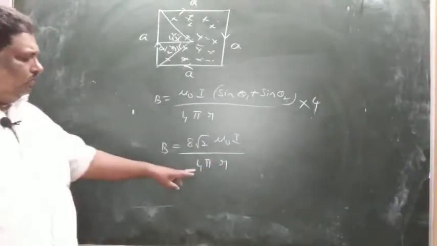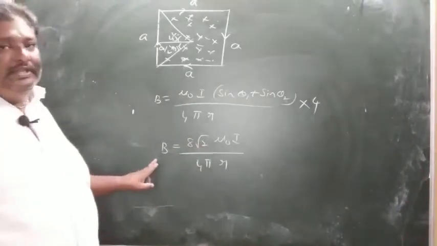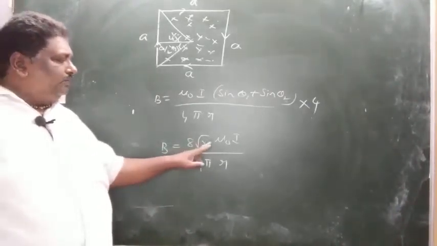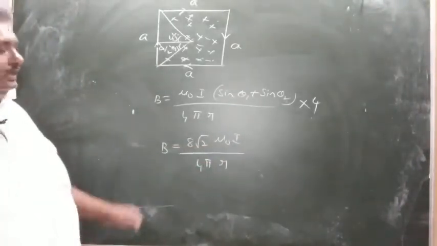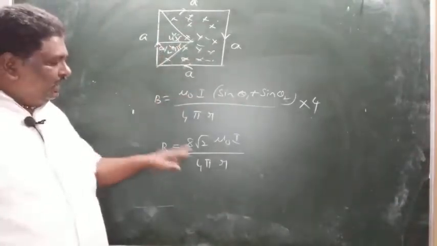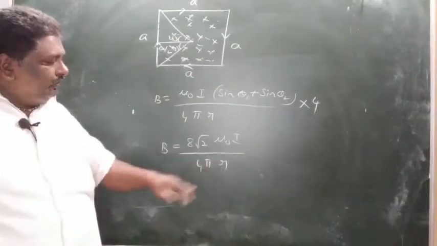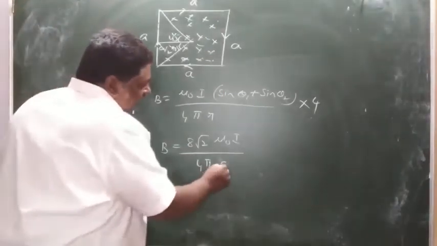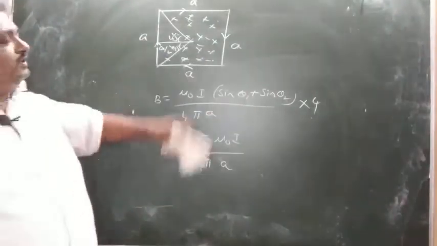Of course, 4 root 2 times will go 2 root 2 times. Okay, the standard format: B is equal to 8 root 2 times mu naught I by 4 pi r. This is the magnetic field due to the square shaped coil. Here r means nothing but a, one side, a. A is the side of the square.